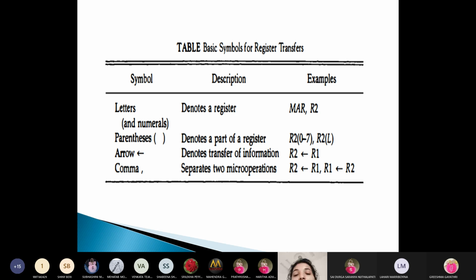So these are the basic symbols of register transfer. Letters: we denote the data in the form of letters or numerals. Registers are denoted by capital letters, like MAR, and parentheses are also used to denote a part of a register, like R2(0-7). Okay, and the arrow mark denotes the transfer of information from one register to another register, and the comma is used for separating two operations. So these are the different things we are going to use in register transfer.